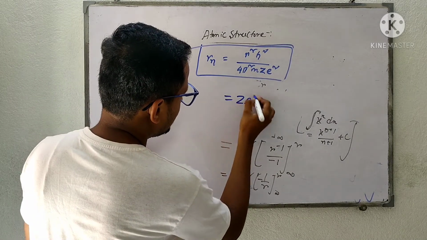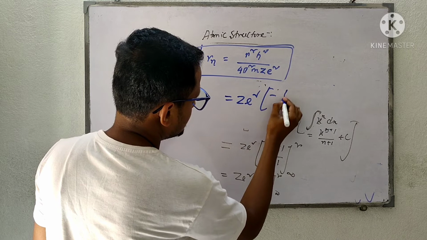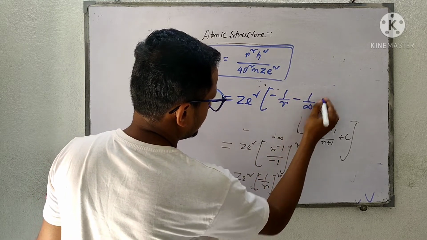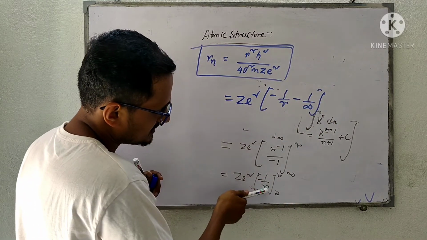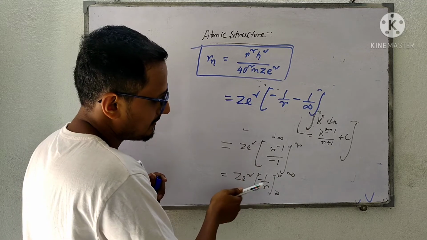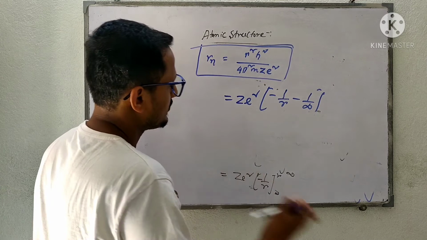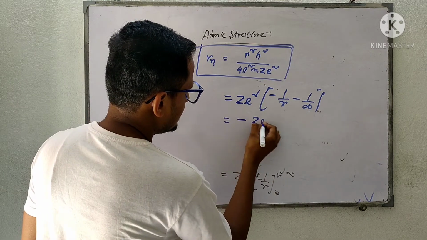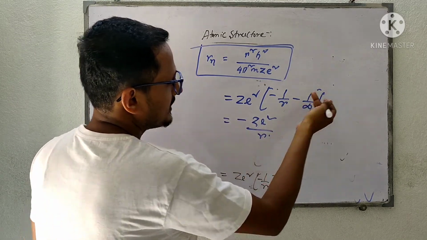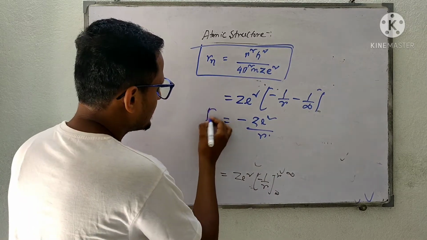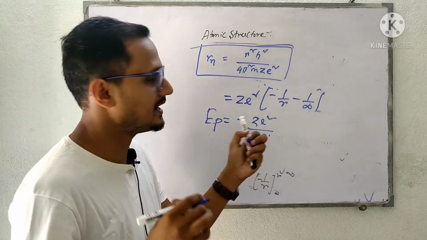So z square minus 1 by r minus 1 by infinity. Upper limit, instead of this r we are writing r, because the upper limit is r, minus the lower limit, which is infinity. Here what you are getting is minus z square by r, because 1 by infinity is 0. So here the potential energy we are getting is Ep equals minus z square by r.